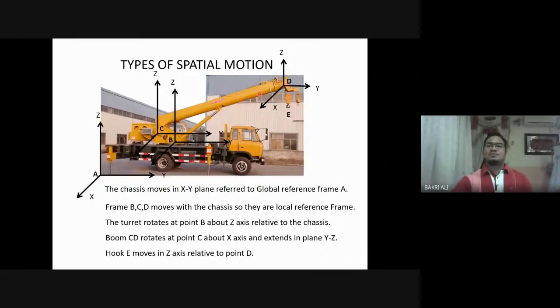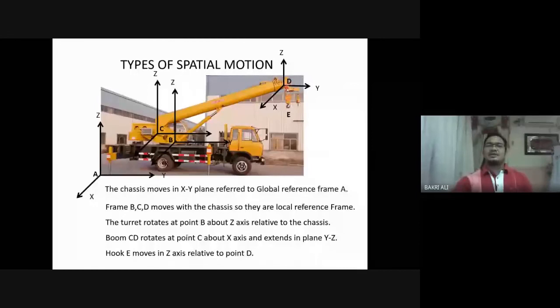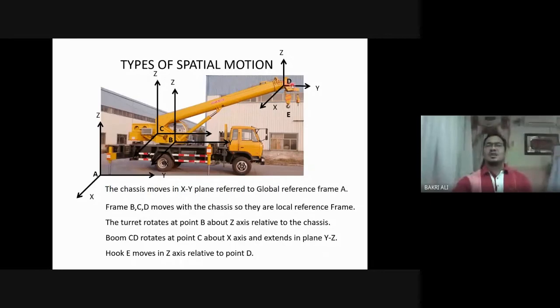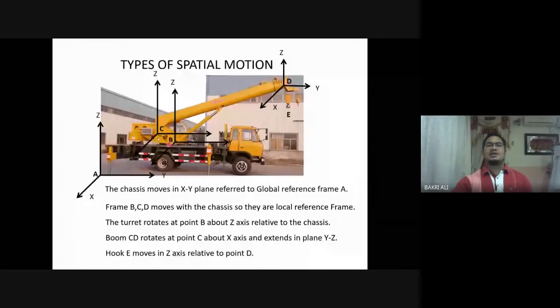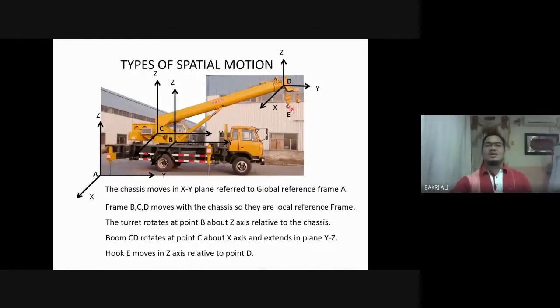At the end of the boom, we can see that there is another boom which can be extended. But since there is no rotation, we can treat this C to D as only one rigid body. At point D, there is a hook that can move up and down, and this boom also can rotate about the X axis and Z axis. Therefore, the motion of this hook is in 3D and rotation also in three axes. That is what you need to do in analyzing the problem.